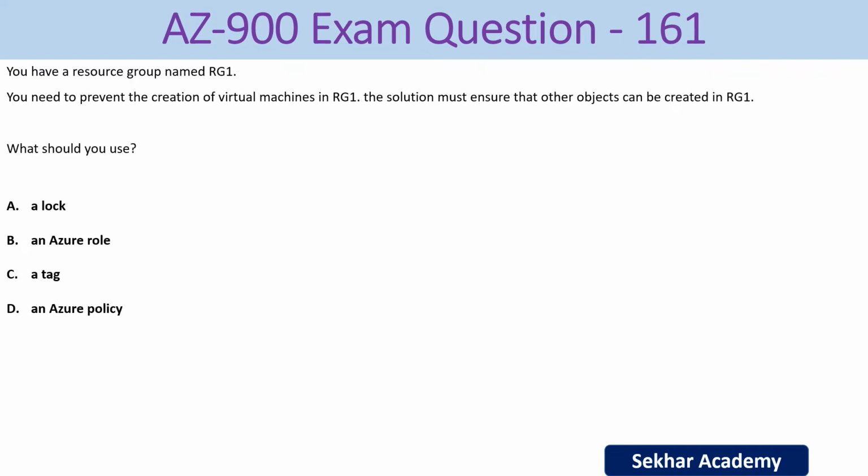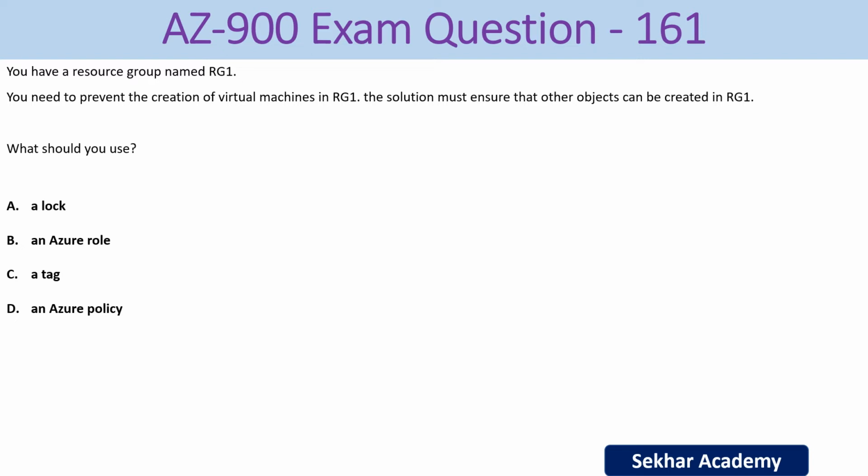AZ-900 exam question number 161. You have a resource group named RG1. You need to prevent the creation of virtual machines in RG1, and the solution must ensure that other objects can be created in RG1. So we are considering only the virtual machine restriction here. What should you use?